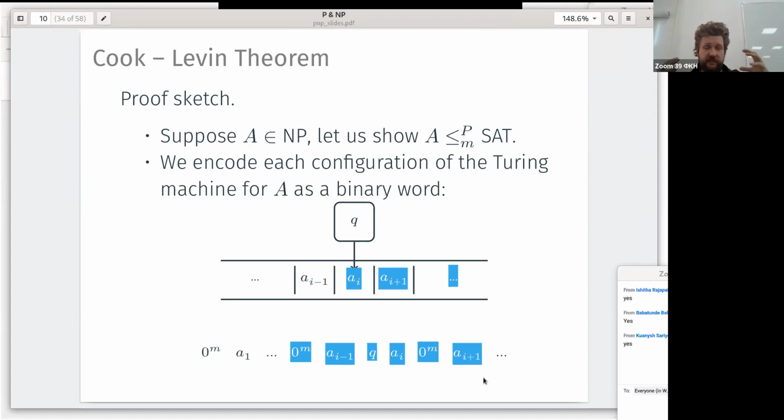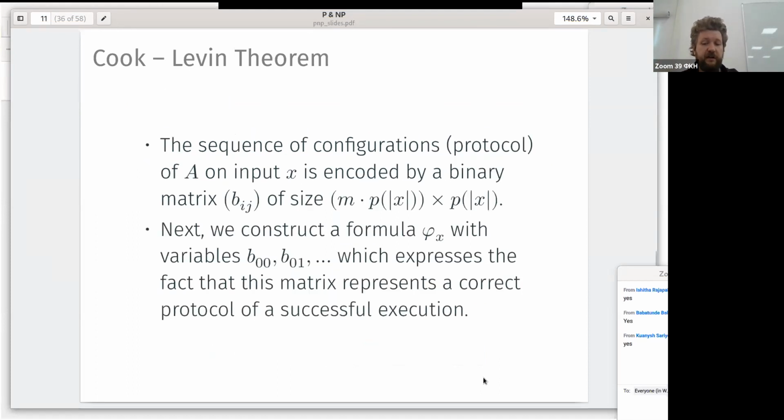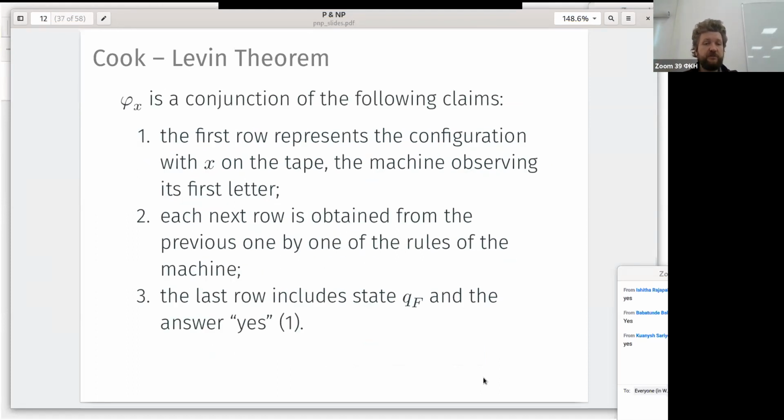So this will yield us a huge Boolean formula, but you can easily see that it is polynomial in size with respect to the length of the input, because the matrix is polynomial and the number of clauses which we use is going to be polynomial. So it's going to be a conjunction, but it's not CNF, because in CNF you should have only elementary disjunctions. Here you will have some equivalences and stuff like that. So this is just a Boolean formula.